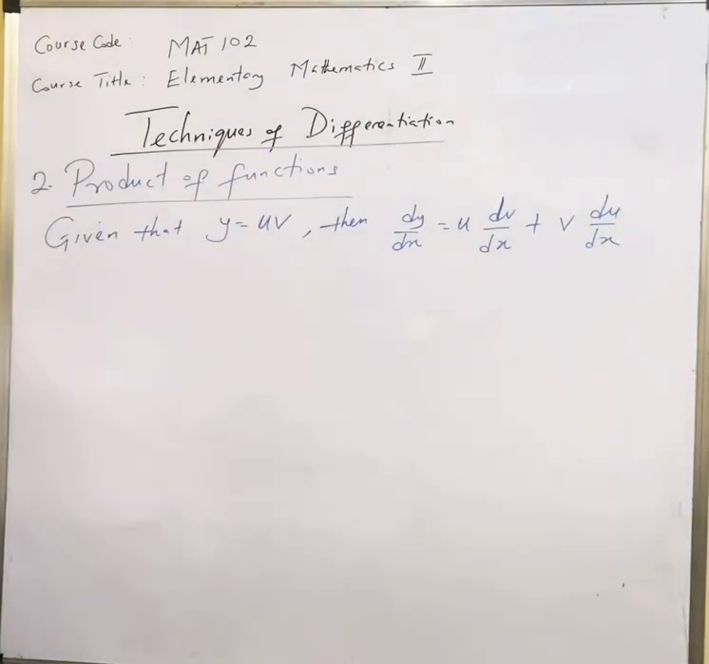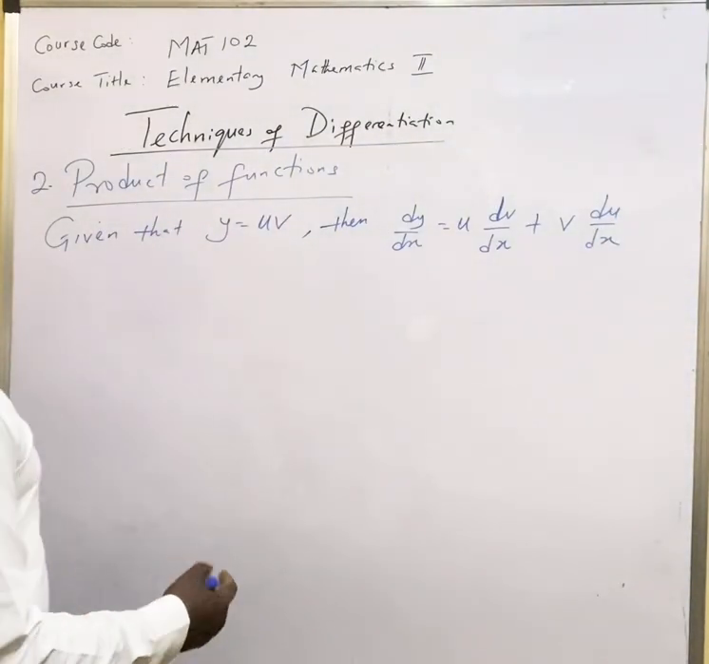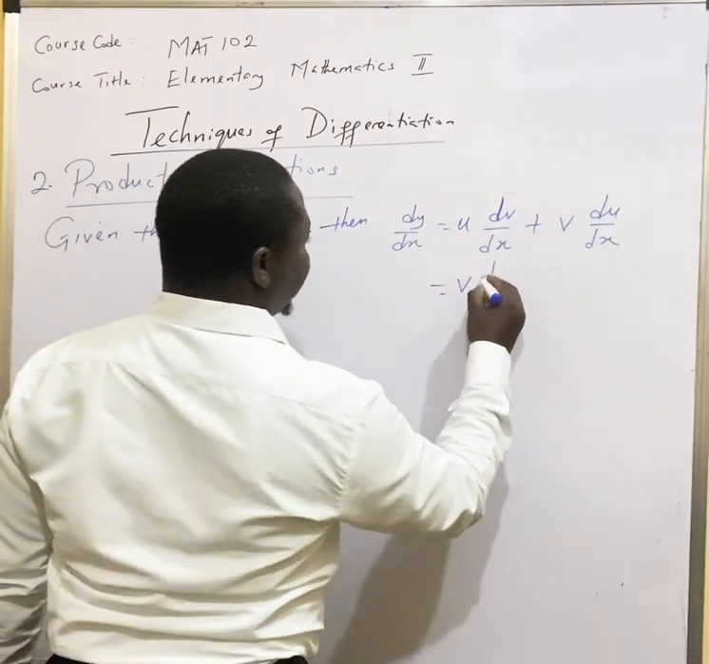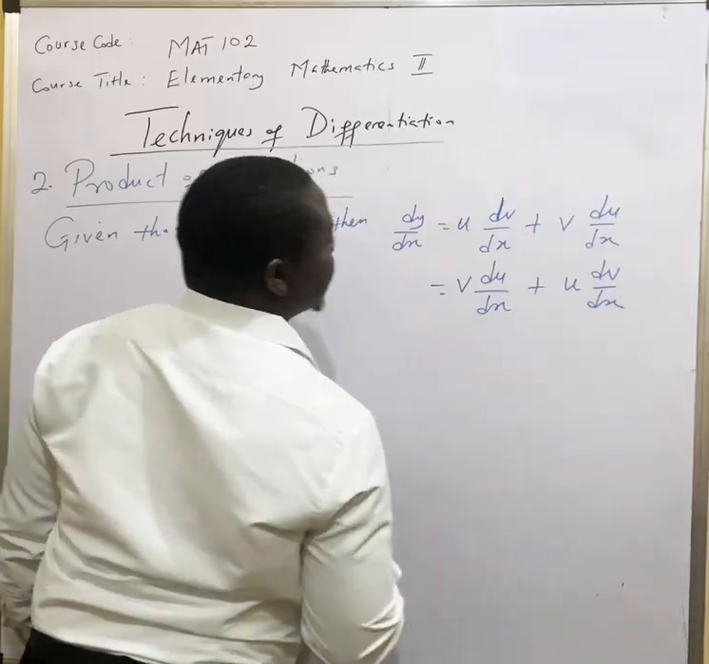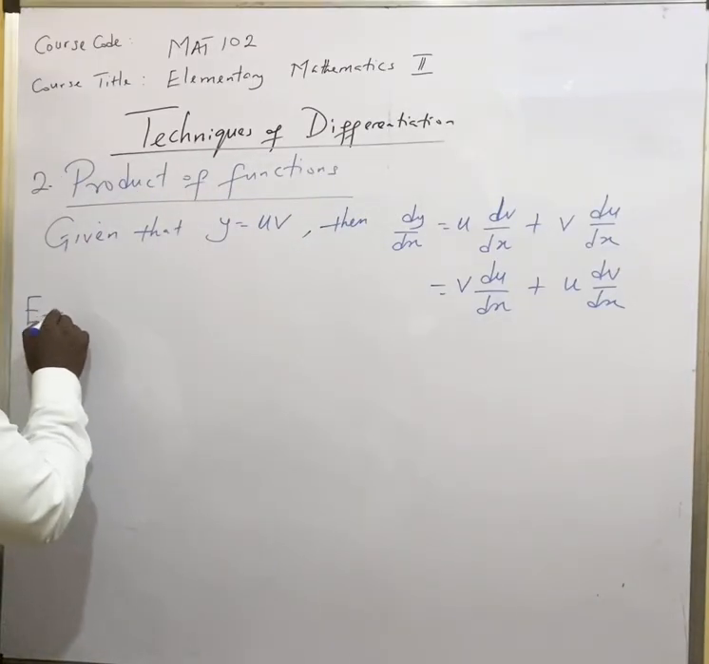Since addition is commutative, we can as well write this as keep v, differentiate u, plus keep u, differentiate v. So let's take a few examples on this.